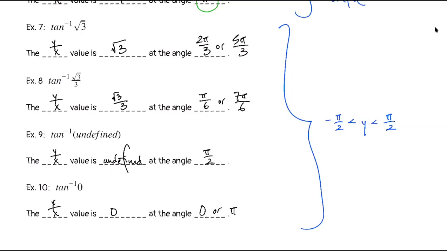I have a question real quick. For sure, what's up? It says the range is between -π/2 and π/2. Does that mean that we stick to the fourth and the first quadrant when we're looking for values? Yes, that is exactly what it means. Great. Cool. Thank you.